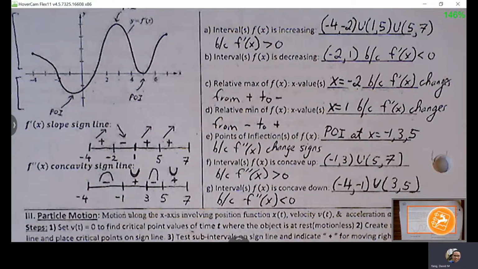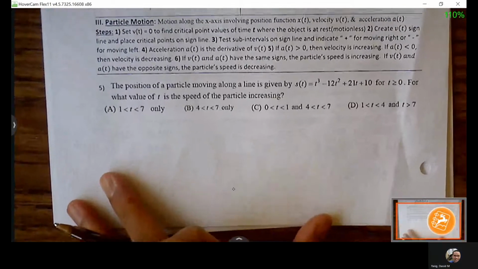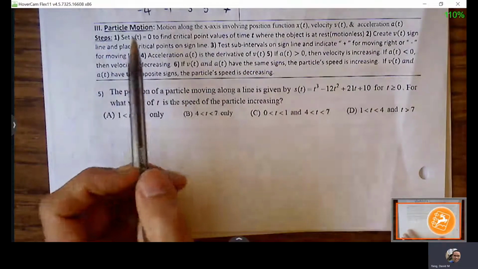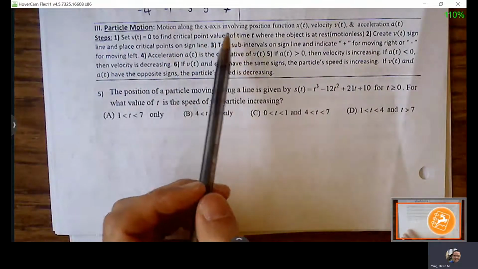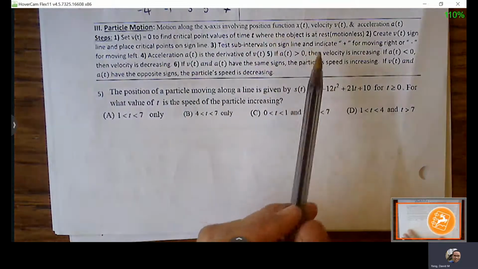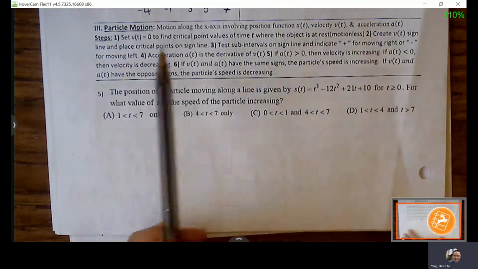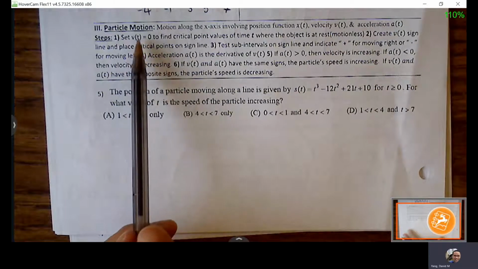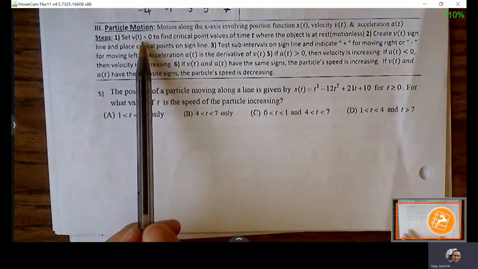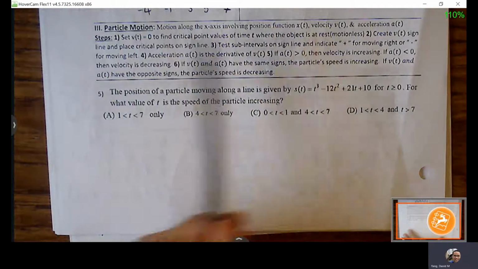Okay, let's look at the bottom half of page 14, particle motion. Particle motion is motion along the x-axis involving position function, velocity, and acceleration. So here are the steps. We're going to find velocity. Usually the derivative of position will get us to velocity.